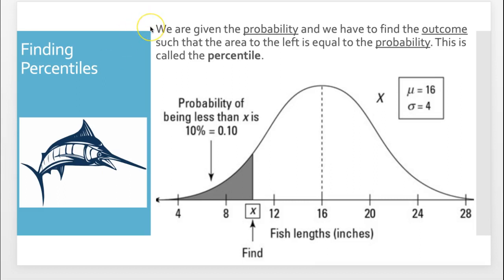Okay, so we are given the probability and we have to find the outcome such that the area to the left is equal to the probability. This is called the percentile.